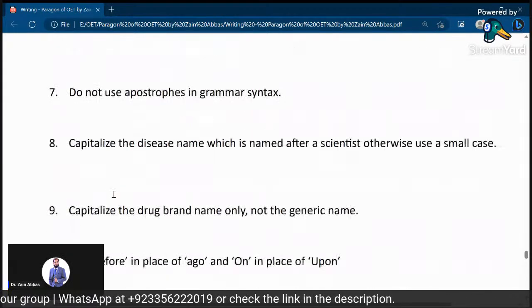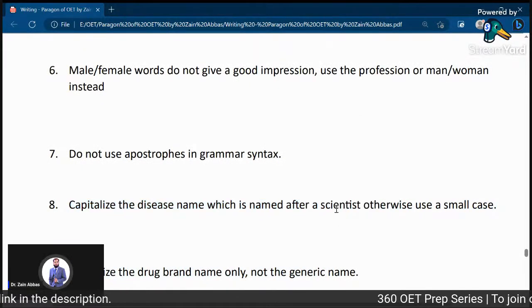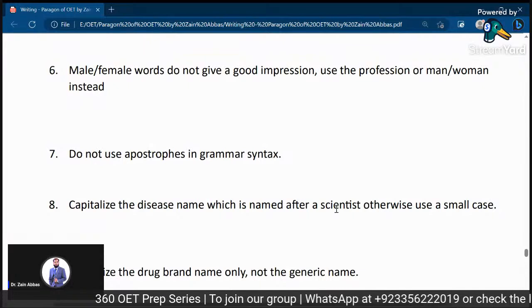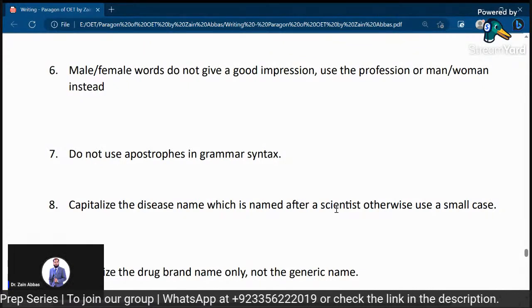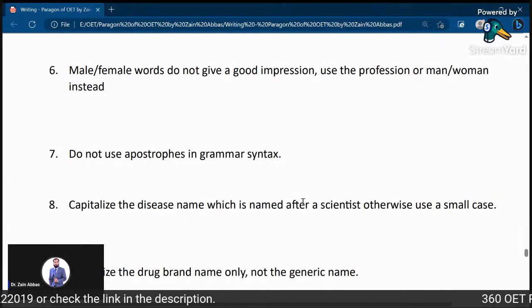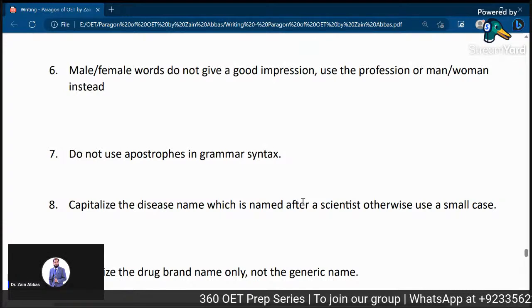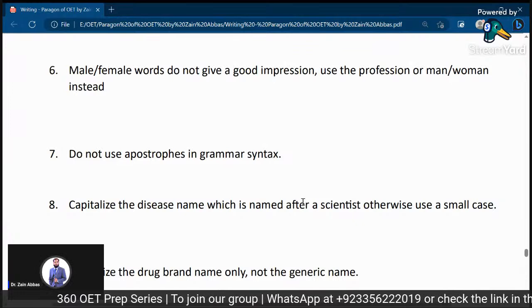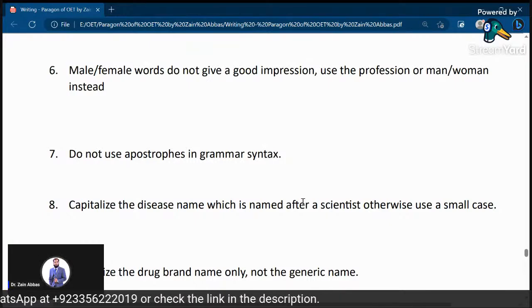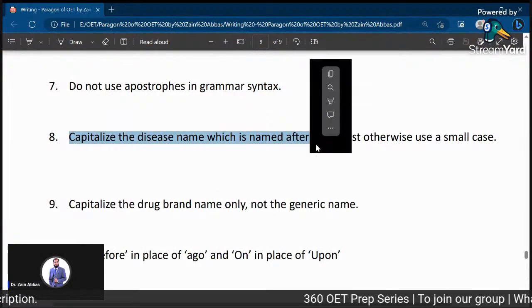The next important point is to capitalize the disease name which is named after a scientist. Only those diseases which are named after a scientist should be capitalized, and the other diseases should be written in small case. For example, Huntington disease is named after a scientist, so you have to write a capital H to start Huntington. And in the case of diabetes mellitus, you have to write a small d for diabetes and a small m for mellitus. So that is the important point. You have to be clear about it.